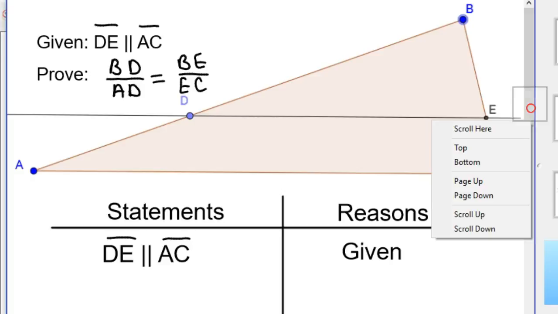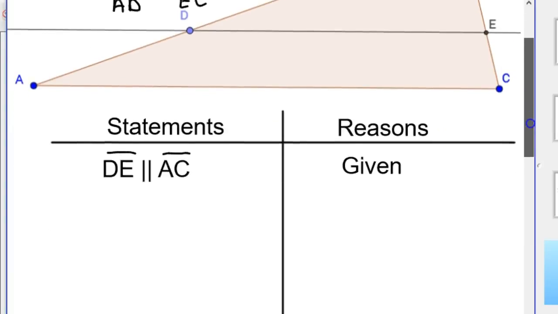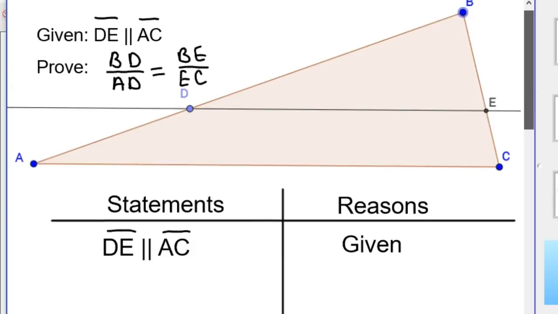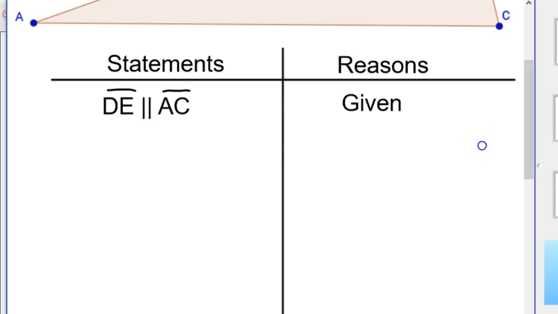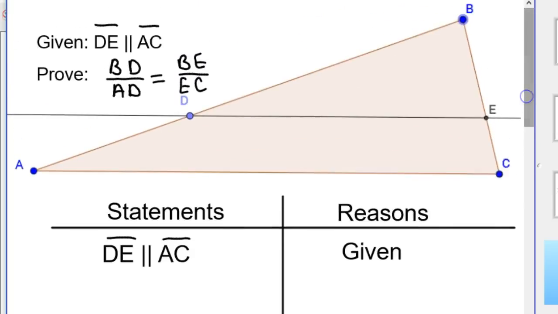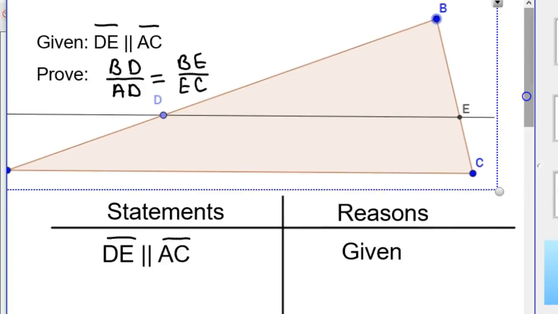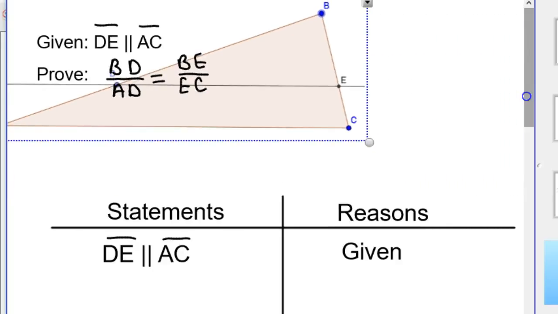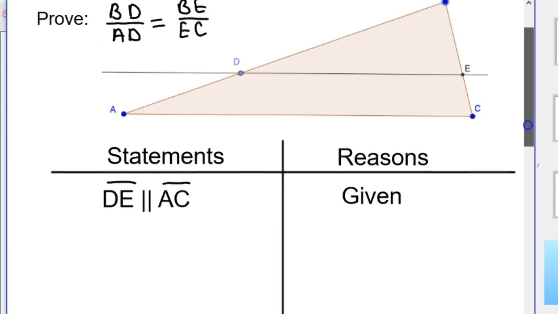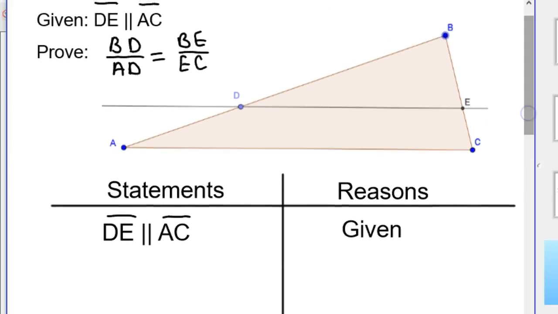Now this proof that I'm going to go over with you is not going to be an efficient proof by any means. It's just going to be kind of basic and not necessarily a beautiful proof either. Some mathematicians will probably go crazy when I do it. So I'm going to shrink that up so we can see it in a second. But we're going to start out with the given, which is the fact that DE is parallel to AC.